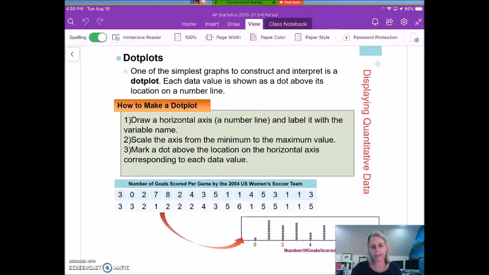First of all, a dot plot is one of the easiest graphs you can make, but it really only works with a very small set of data. On your worksheet 1.2, you are asked to create a dot plot, and you want to make sure that you're always working with a set of data that ideally includes integer values or counting numbers. Not something that would be, say, 4.2, 4.3, or a continuous type of variable.